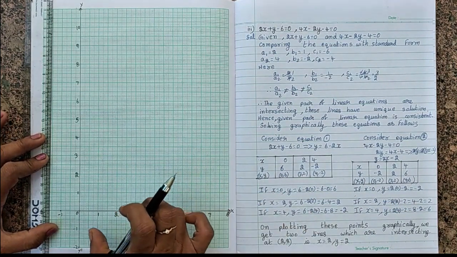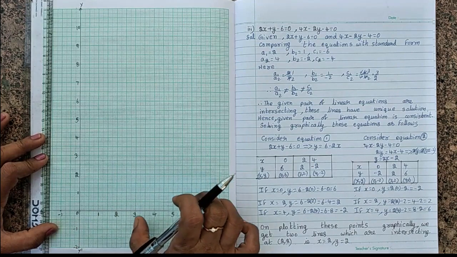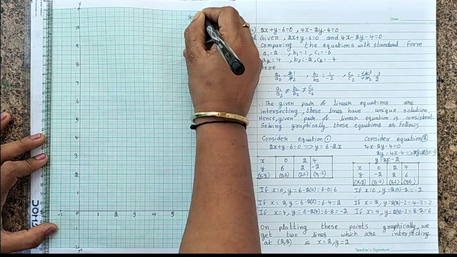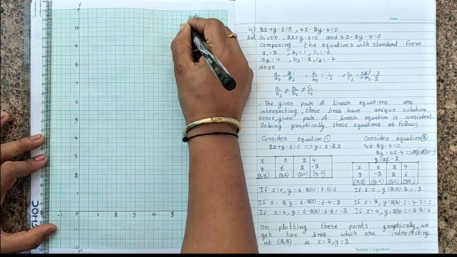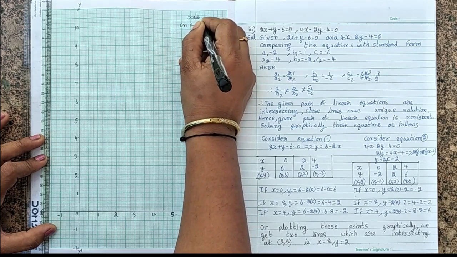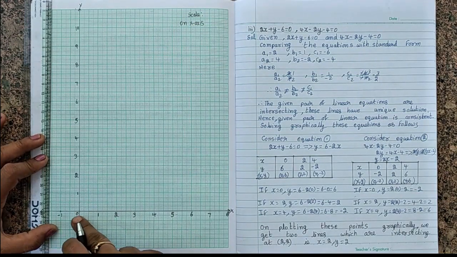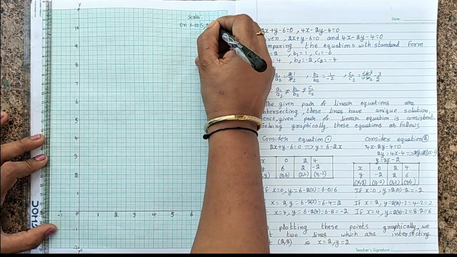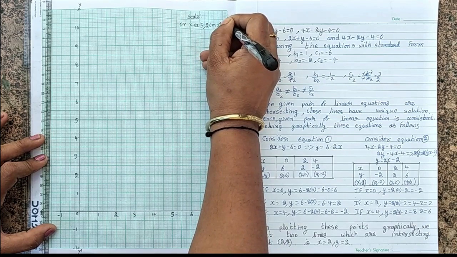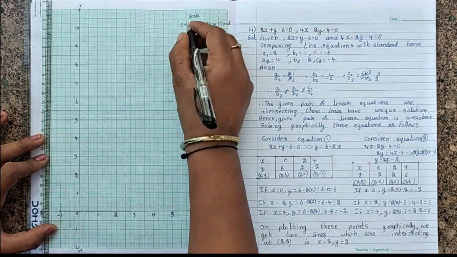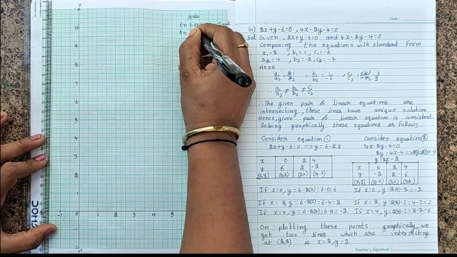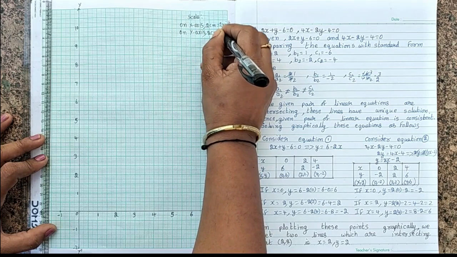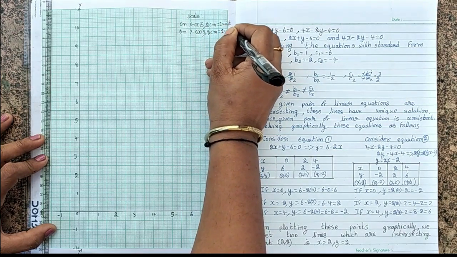But I don't want to make my graph very small. So for that purpose, I have taken the scale differently. Always you should write the scale first on a graph sheet. On the x-axis, look here carefully, 2 centimeters is equal to 1 unit. And on the y-axis, same thing I have done: on the y-axis, 2 centimeters is equal to 1 unit.